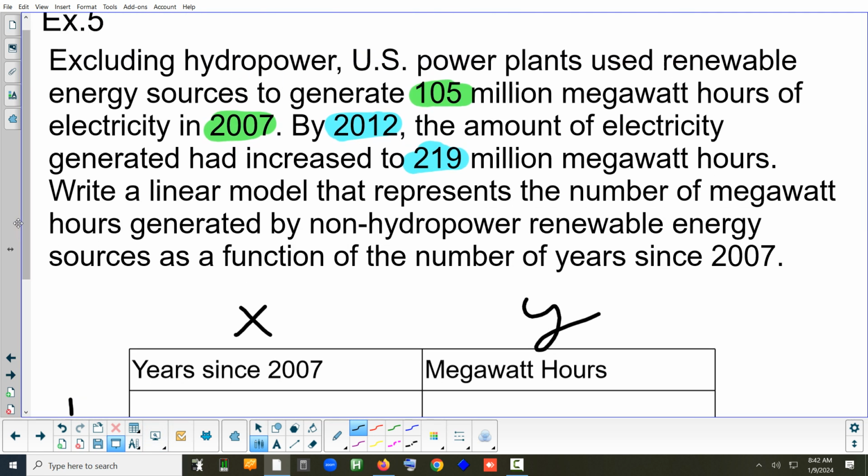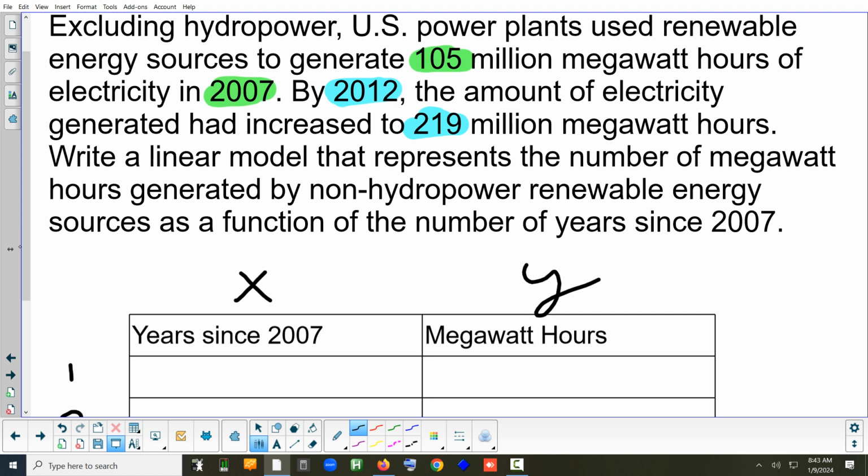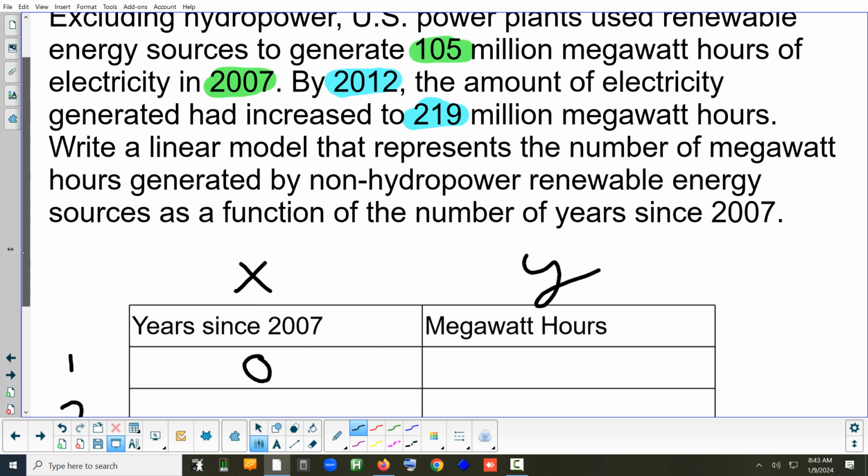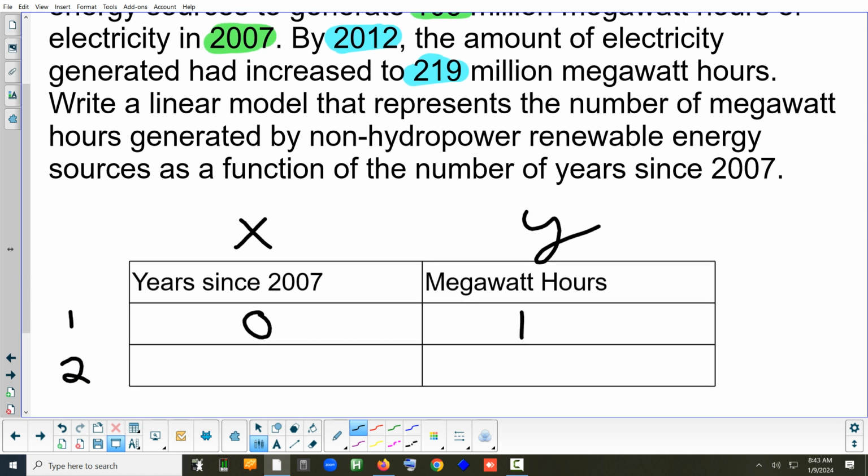What year is for the green highlighting? 2007. How many years since 2007 is 2007? Zero. Zero means it is the year 2007. If it was a 1, that would be 2008. If it was a 2, that'd be 2009. So that's 0 years away from 2007. And how much electricity did they produce in 2007? 105 million. So I'm just going to put 105.